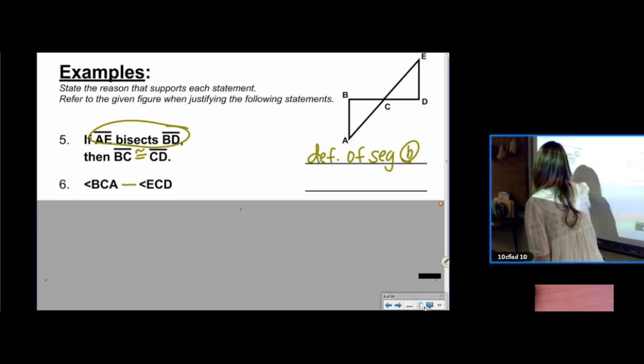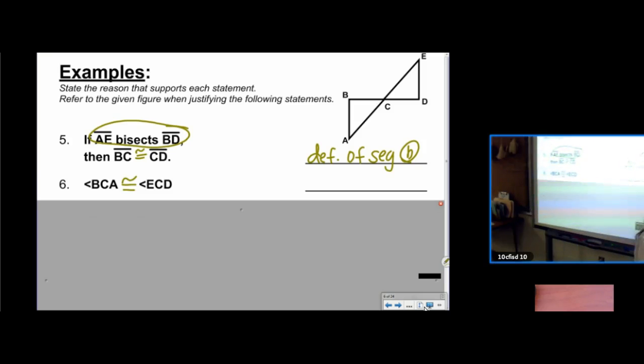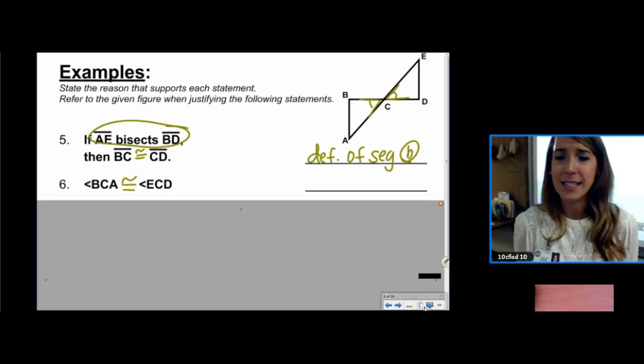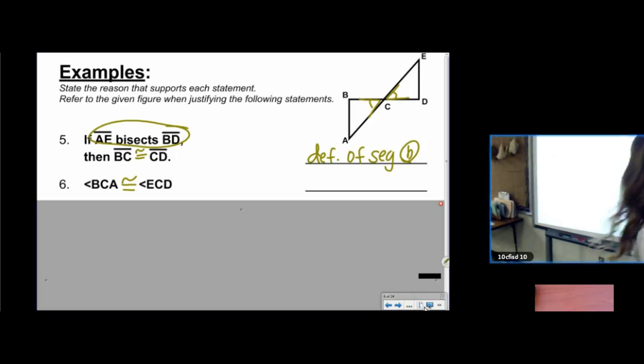Oh, I lost all of these when I opened this file. Angle BCA is congruent to angle ECD. That's not even a hypothesis and a conclusion. That's just a statement. Good. Vertical angle theorem.